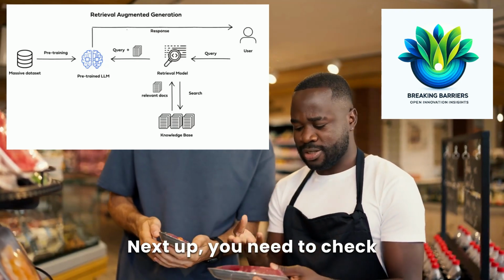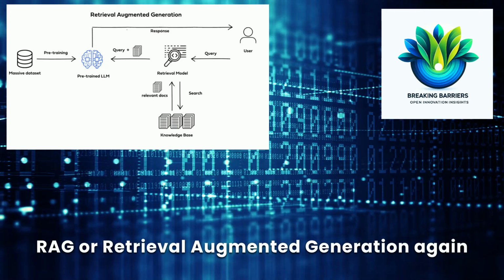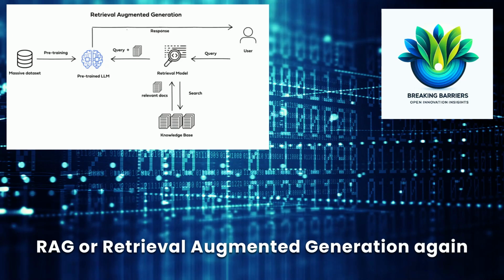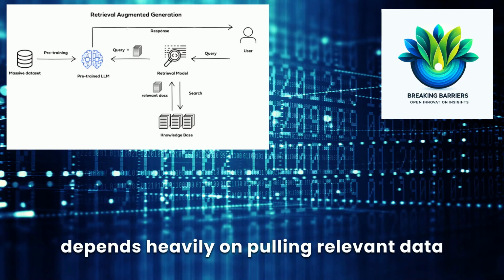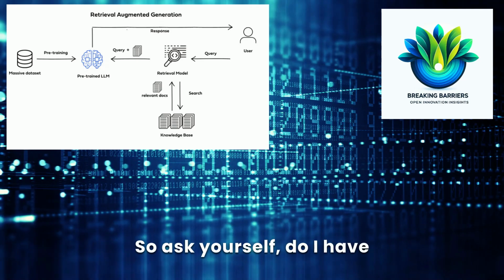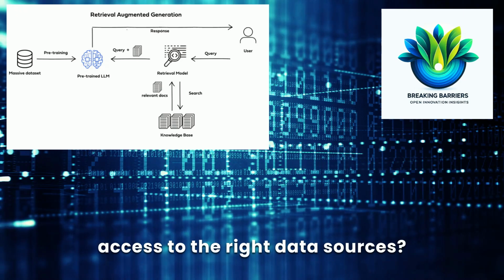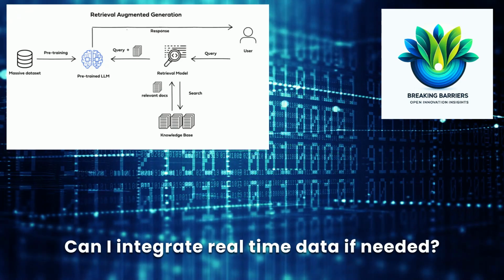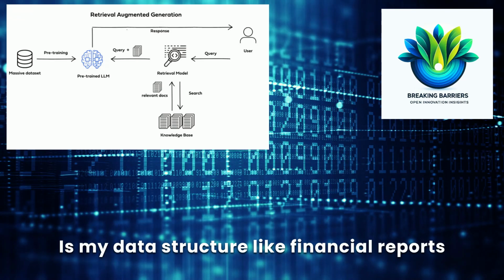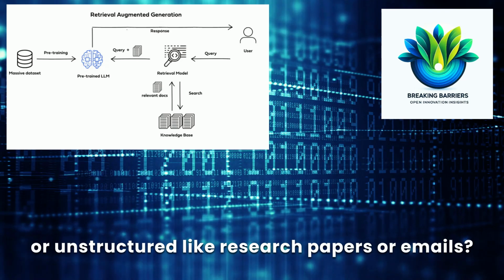Next up, you need to check your data availability and structure. RAG, or Retrieval-Augmented Generation again, depends heavily on pulling relevant data before generating AI-driven responses. So ask yourself, do I have access to the right data sources? Can I integrate real-time data if needed? Is my data structured like financial reports or unstructured like research papers or emails?